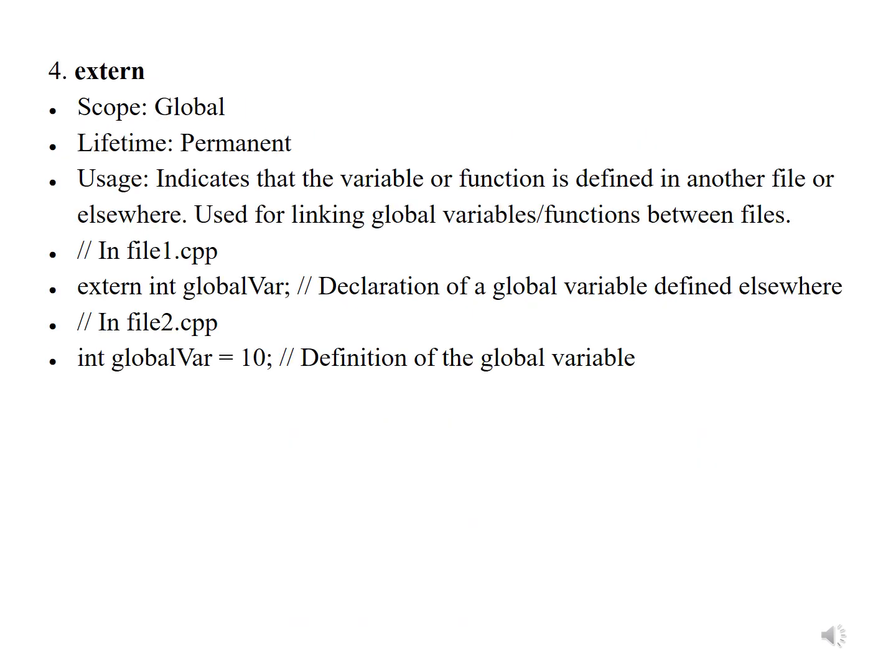Extern is global and its lifetime is permanent. Usage is to indicate that the variable or function is defined in another file or elsewhere, used for linking global variables or functions between files. For example, extern int globalVariable. In file 1, we declare extern int globalVariable as a global variable. And in file 2, if you write int globalVariable = 10, the definition of the global variable will be defined.